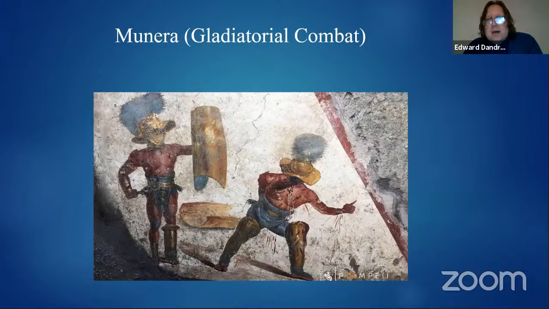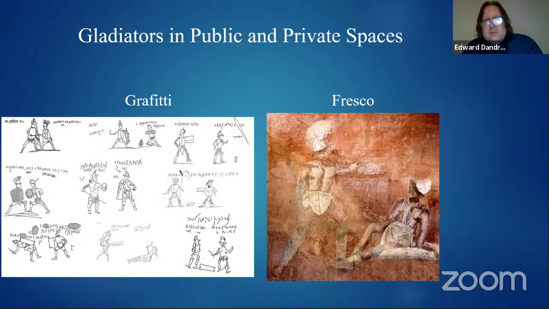And then gladiatorial combat. This is a fresco from one of the houses. I believe Dr. Zaho will probably or possibly touch upon it, who knows. The answer is no. So I can nicely utilize it, in which we have a bleeding gladiator. But this plays into the larger issue that I'm going to touch upon very quickly and wrap this up, and that is that the discussion of gladiators pervaded public and private spaces.